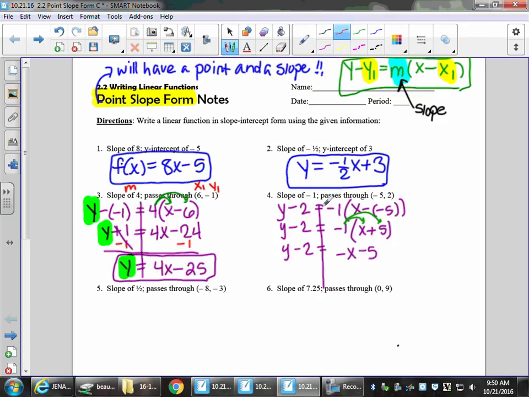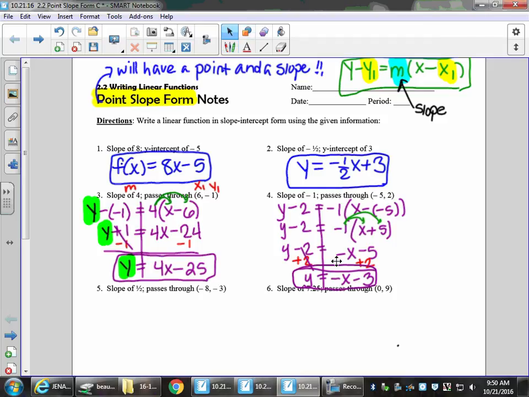What are we getting for a final answer, folks? I got y equals negative x minus 3. So we basically save the y minus 2 for the last step, right? Or y minus anything for the last step. I don't see a negative times a negative. That was x plus 5.